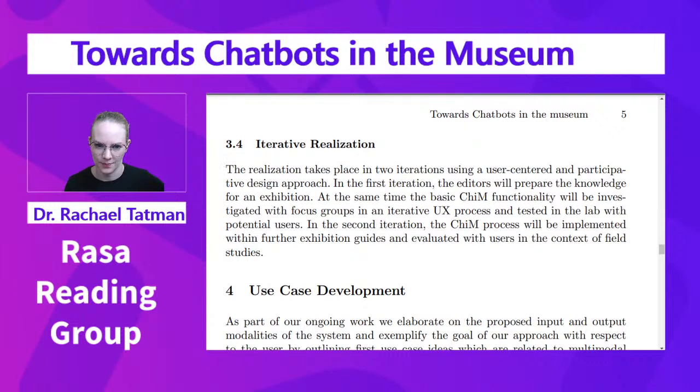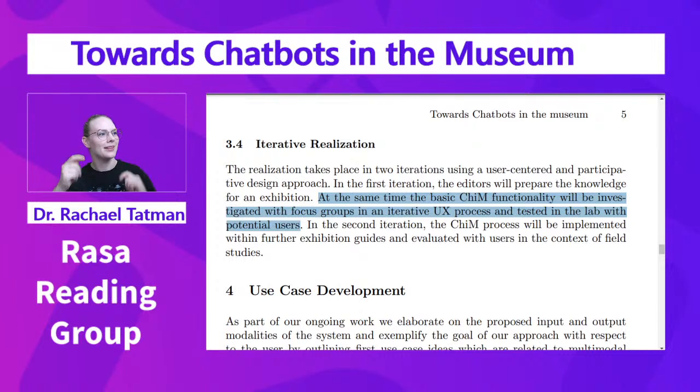Iterative realization. The realization takes place in 2 iterations using user-centered and participative design approaches. In the first iteration, the editors will prepare the knowledge for an exhibition. So this is the data curation and cleaning and management phase. At the same time, the basic CHIM functionality will be investigated with focus groups in an iterative UX process and tested in the lab with potential users.